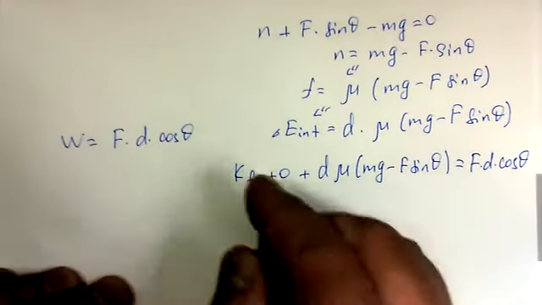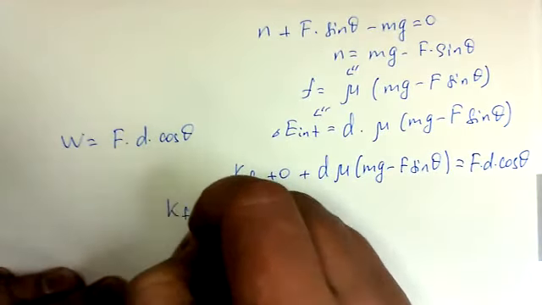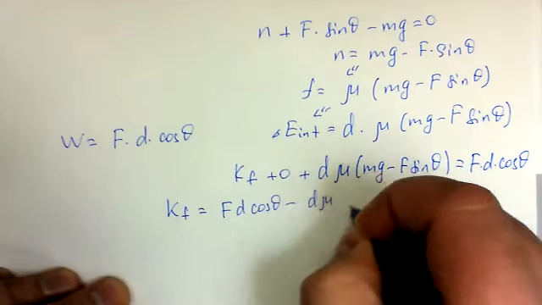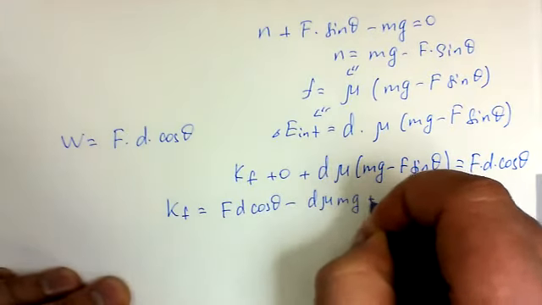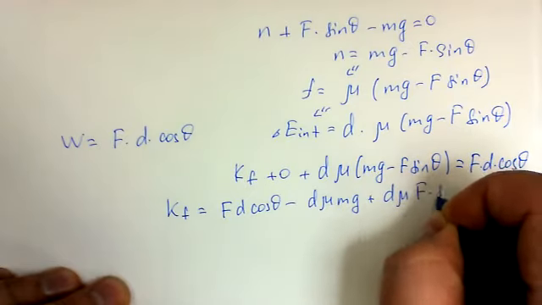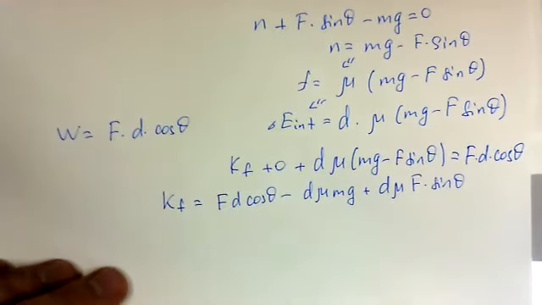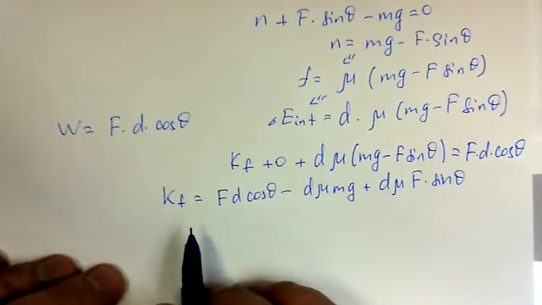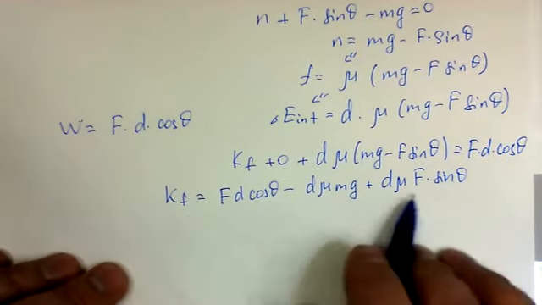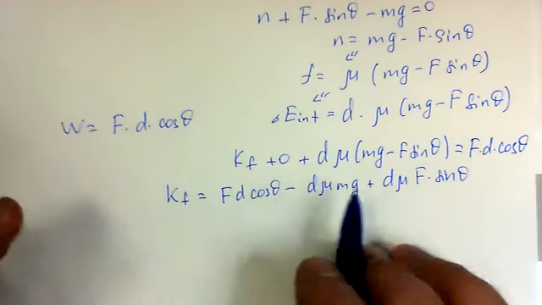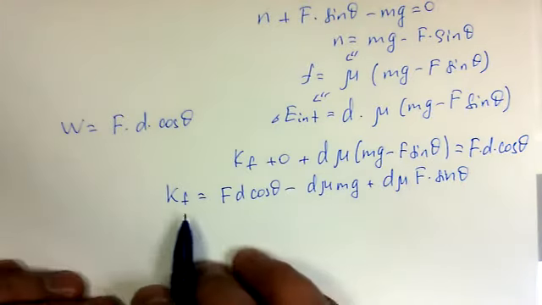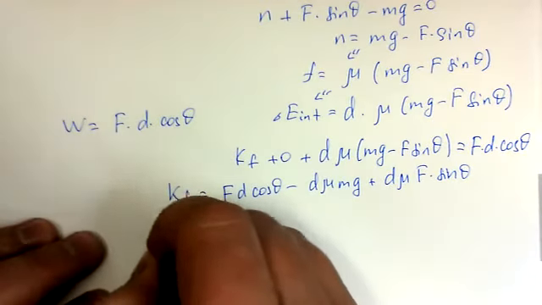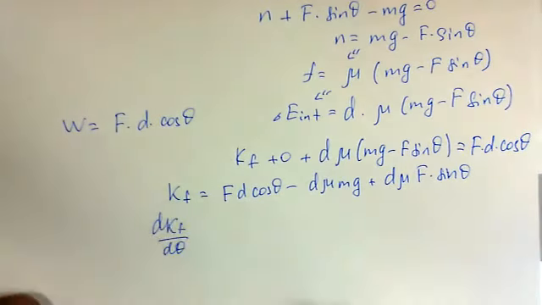Okay. So from that, let's express K final. It is equal to f d cosine theta minus d mu mg plus d mu f times sine theta. And it is given in the problem that we need to find the angle theta at which the kinetic energy is maximum. So in order to find the extremum of this function, let's find the first derivative of this function with respect to theta. Then it should be equal to 0. And at the theta when the first derivative is 0, that would be the maximum value. So let's find the first derivative dK_f with respect to d theta.